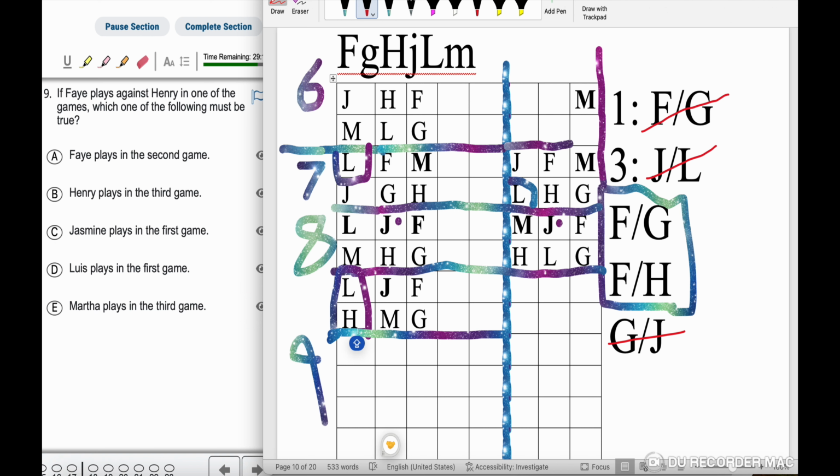Question 9. If F plays against H, which of the following must be true? So we're looking for F and H. So according to the rules here, I'm trying to look for a game piece that already has H inside of it with F, and here I found one right now with F and H are playing. So let's go ahead and use this world.